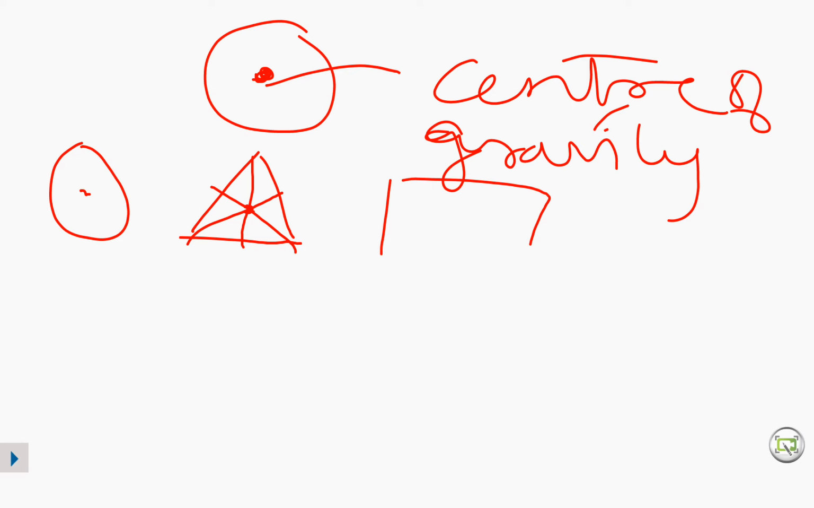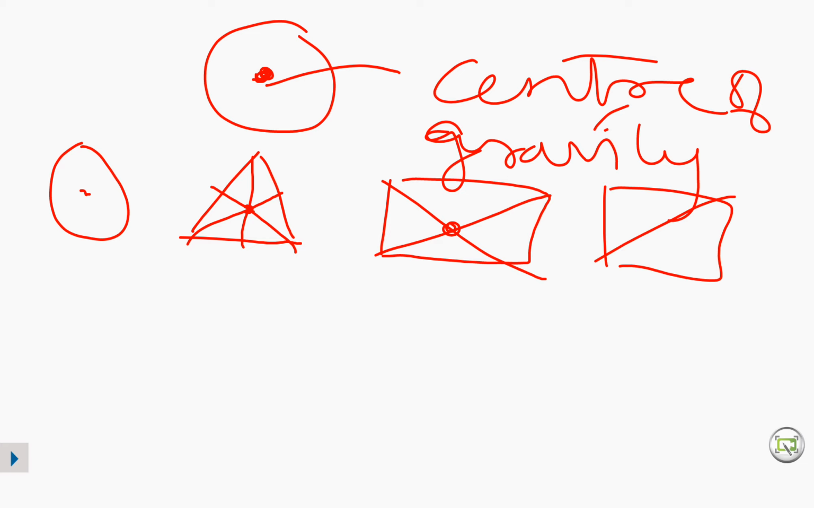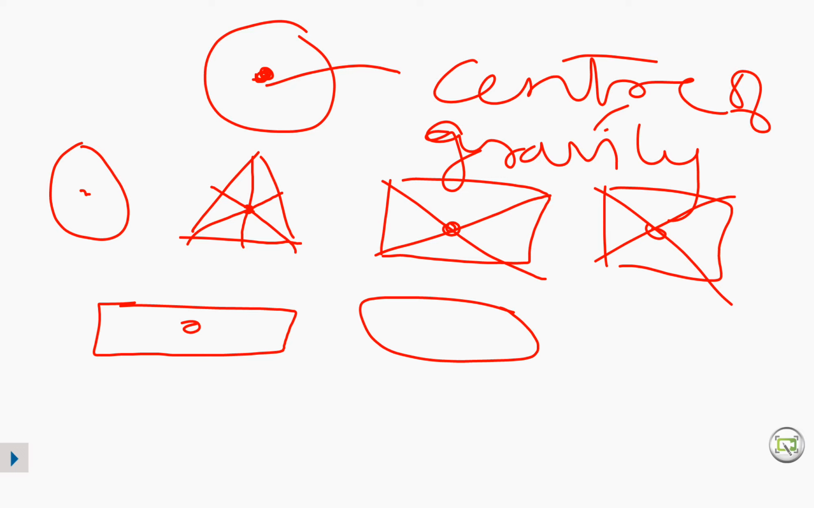For a rectangle, we have to draw the diagonals, where both diagonals meet, that will be the center of gravity. For a square also, in the same way we have to draw two diagonals, where they meet will be the center of gravity. And for a rod, consider this is a rod, so this will be the center of gravity. For any cylindrical object, this will be the center of gravity. So first of all, it depends upon shape.